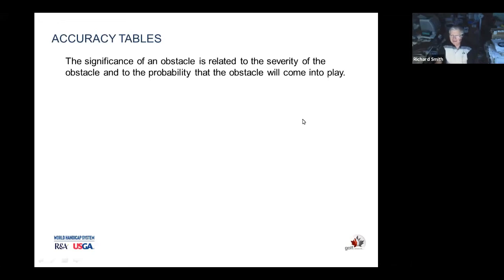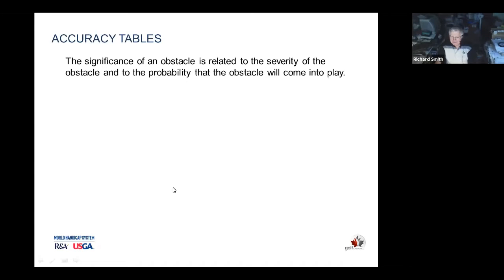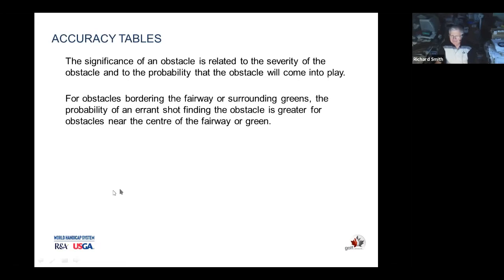Okay, first of all, we'll look at, oh, there's another thing I got to get rid of. The accuracy tables. The significance of an obstacle is related to the severity of it and the probability of having it come into play. In other words, how likely are you to get into trouble?